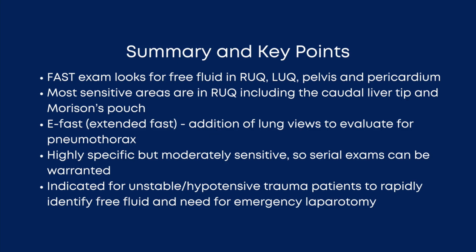All right, great. Thanks for walking us through that, Rukh. Can you summarize the exam and some key points? Sure. So the FAST is a rapid bedside ultrasound that looks for free fluid in the peritoneal, pericardial, and pleural spaces. The most sensitive area in the right upper quadrant is Morrison's pouch and the liver tip, but you have to make sure that you sweep through all your windows. The EFAST will add the chest component, which includes the lung views to evaluate for pneumothorax. The exam overall is highly specific, but only moderately sensitive, so a negative exam doesn't rule out an injury. In unstable trauma patients, any free fluid should be assumed to be blood and managed surgically.